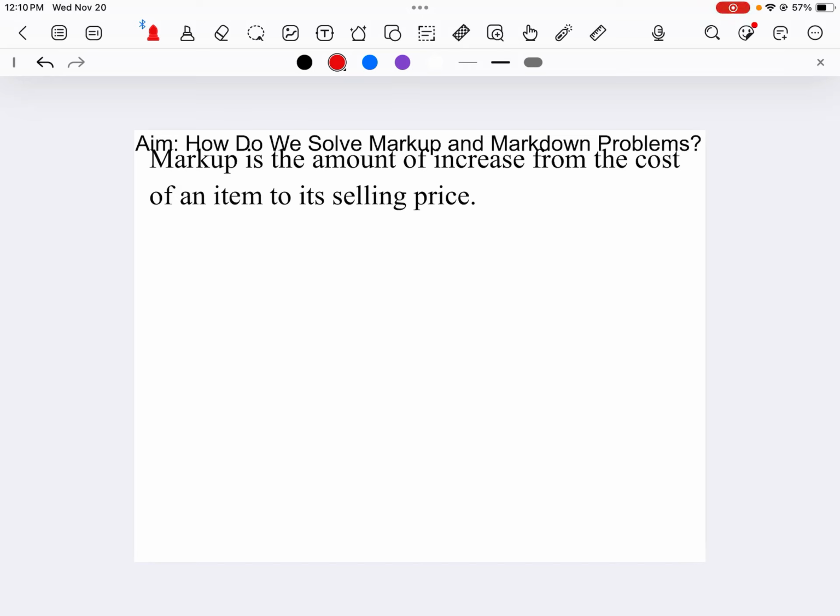This lesson is on how to solve markup and markdown problems. A markup is the amount of increase from the cost of an item to its selling price. Some different options that we could have for marked up could include tax, a tip, or if someone is reselling an item and they're looking to make a profit, they're going to increase the cost by a certain percentage of what they bought it for in order to make that profit.